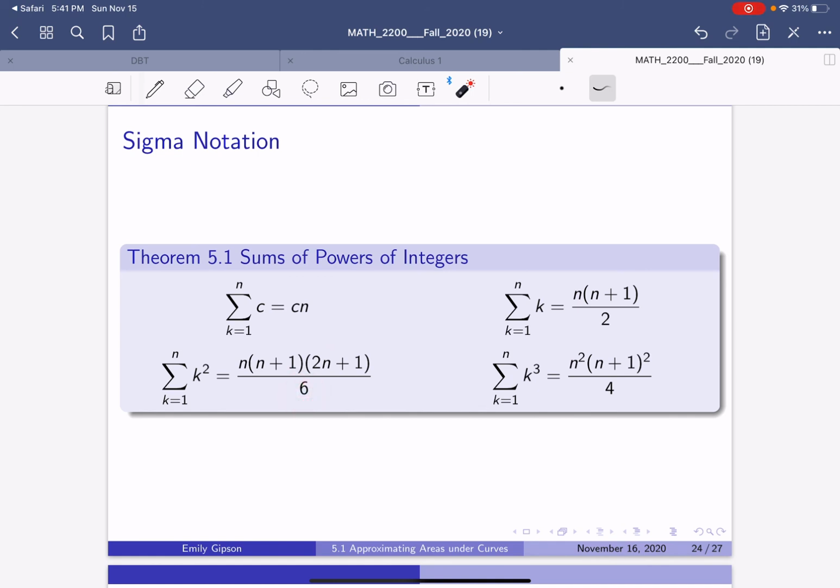And if I've got k cubed, my result is n times n plus 1, squared, all over 4. So these are good to have handy, and really you just have to memorize these, but they're going to come in really handy when you're working with summations.